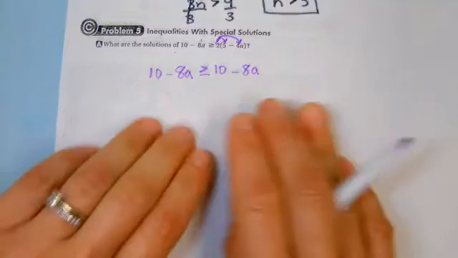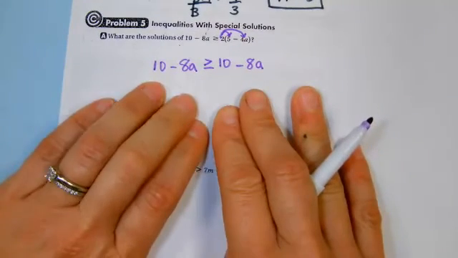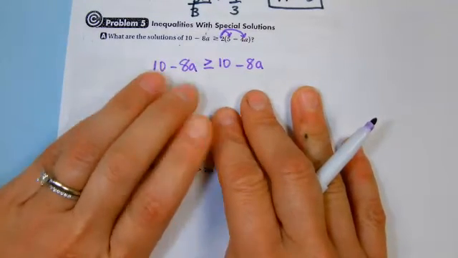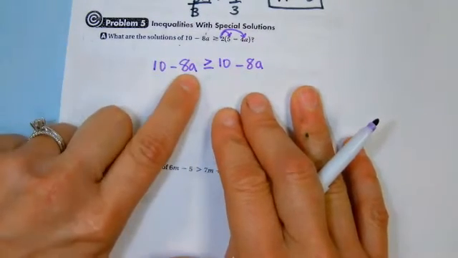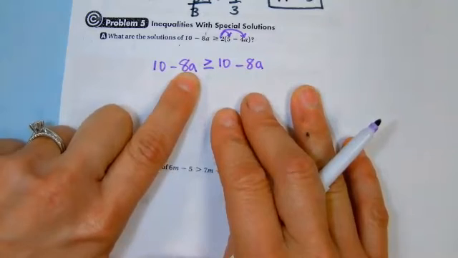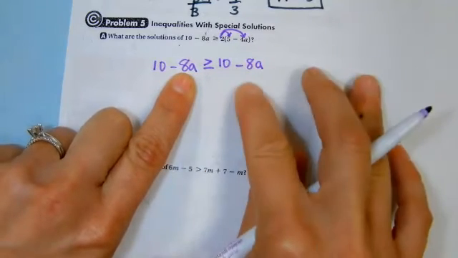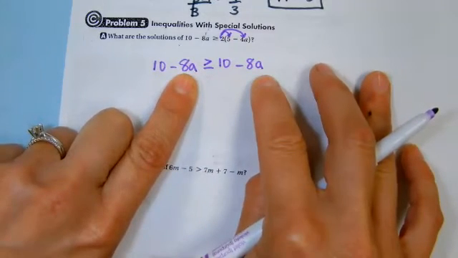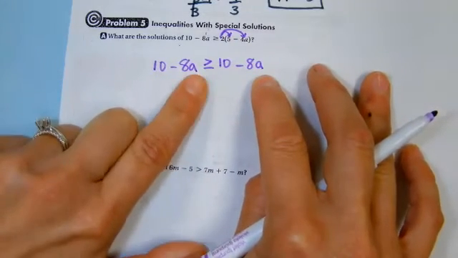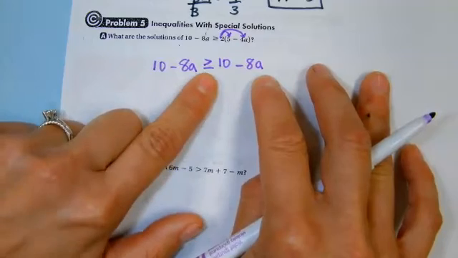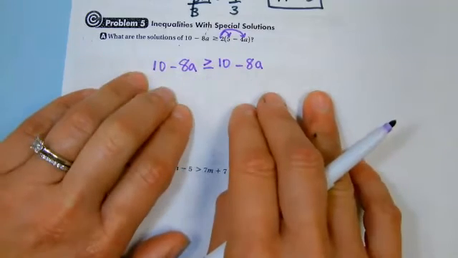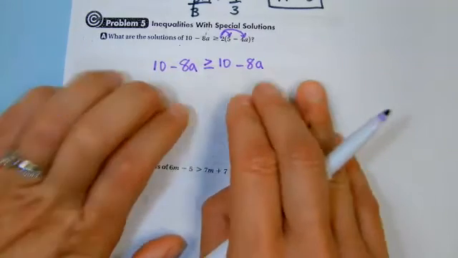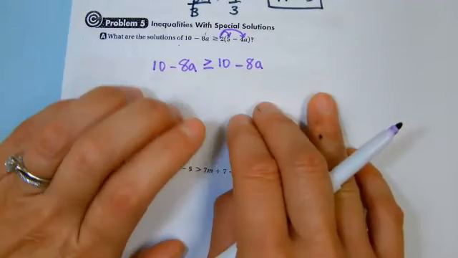Okay, notice you have the same thing on both sides already. So we're saying that this quantity, no matter what a is, is either going to be greater than the same quantity, no matter what a is, or equal to it. So because there's an or equal to, and we have the same thing on both sides, we know this is always going to work. This is going to be infinite solutions.